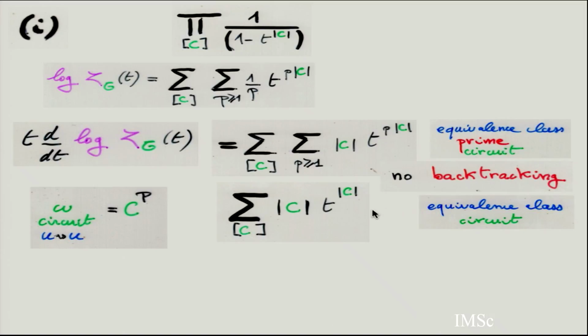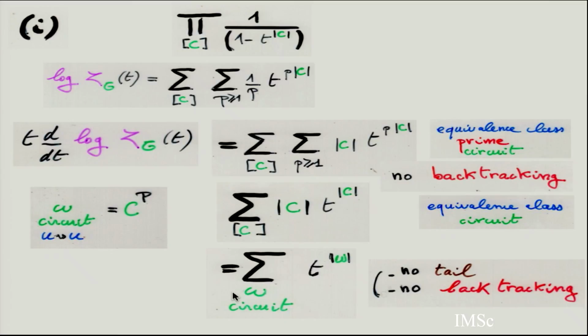But if you take a circuit, multiplying by the length means you fix a point. The pair of the circuit plus a choice of an integer between 1 and the length, you are fixing a starting point, which means that this is equal to the sum over the whole circuit, t power the length of the circuit. But now, when you go back to circuits, there is no backtracking, but you have to say there is no tail also, when you are fixing the starting point. You don't have to divide by p there.